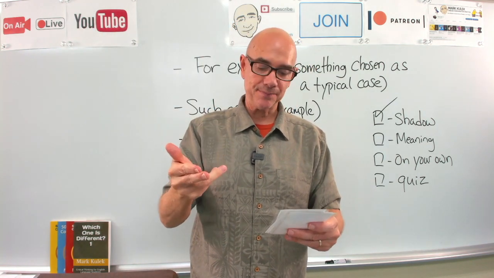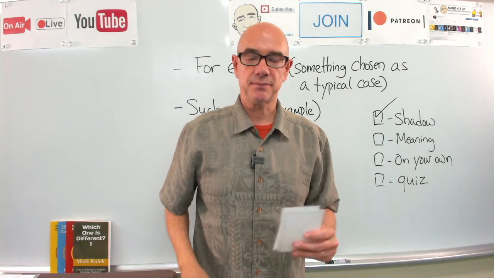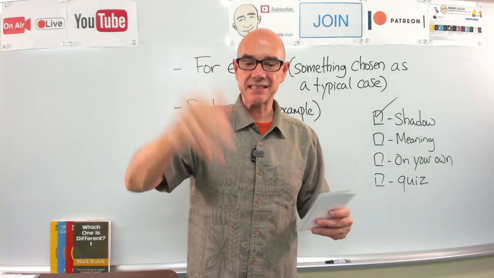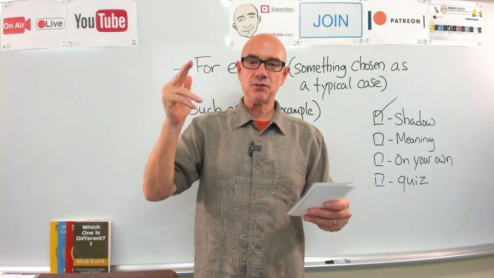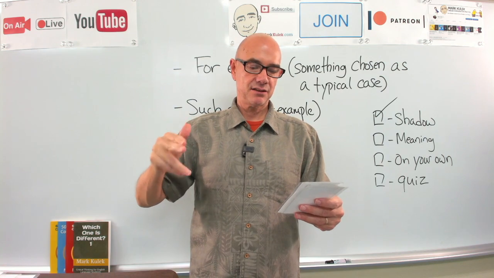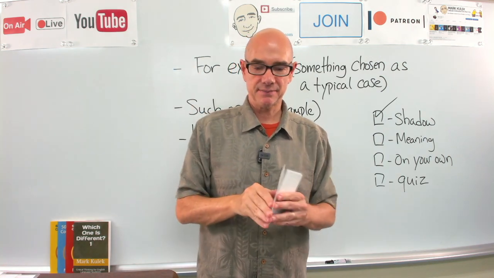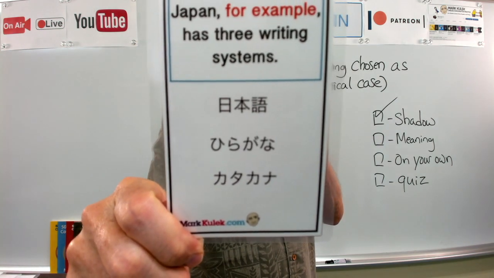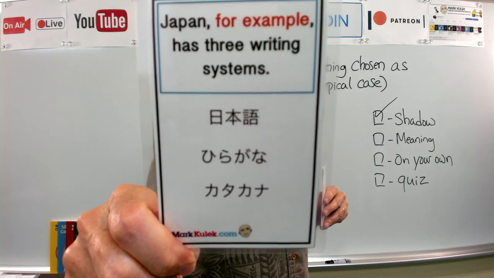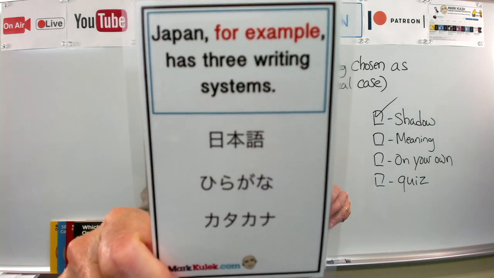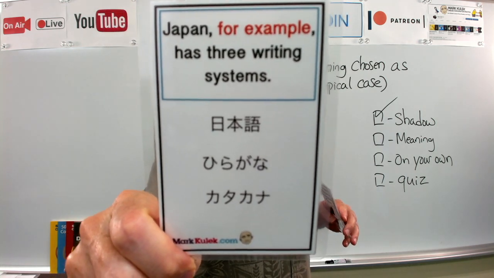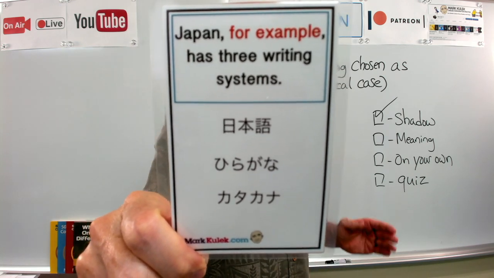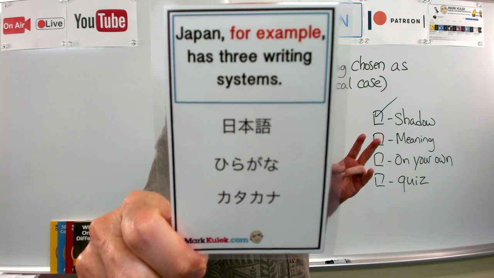Japan, for example, has 3 writing systems. Yes, Japan, Japanese. Yeah, so in Japan, there are 3 writing systems.